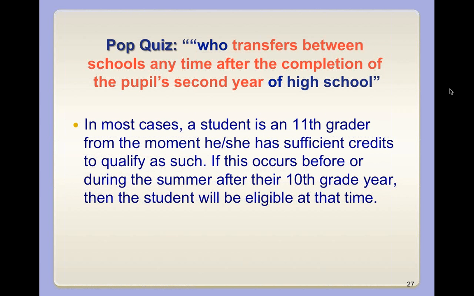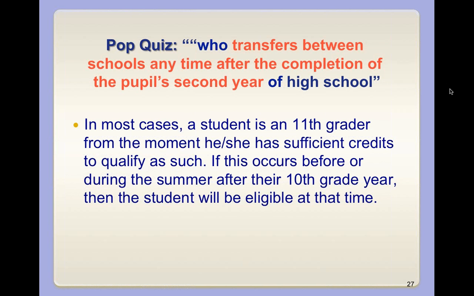So transferring between schools after the completion of the pupil's second year of high school, how do you calculate whether that student has completed the second year of high school? The statute's pretty clear about that. We're going to use either the number of credits the pupil has earned up till the date of the transfer, or the length of the pupil's school enrollment. Either one of those methods, whichever will qualify the pupil for the exemption. So we're going to try to get them qualified if we can through either of those two methods.